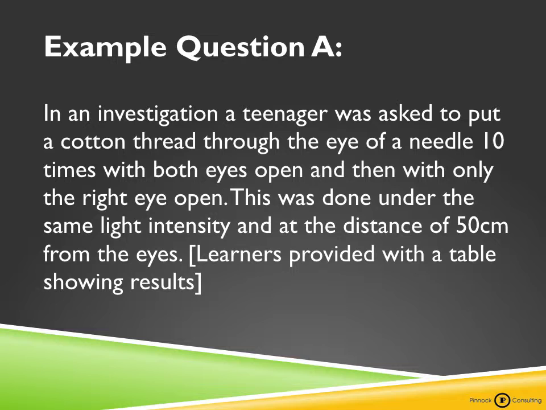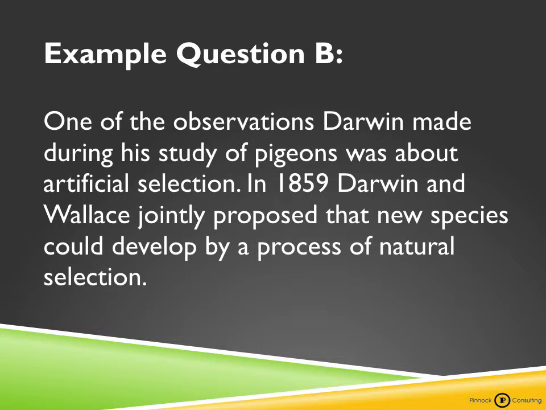You'll see at the end of this example, it says learners were provided with a table showing results. What happened in this case was many learners only selected some of the data to use, which resulted in a weak and ineffective conclusion. In the next example, the learners often chose information that was irrelevant in their answer. In some cases, learners didn't give any examples at all. And where they did give examples, they mixed them up and didn't present them in a logical sequence.